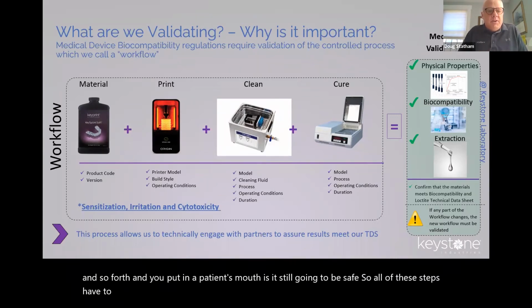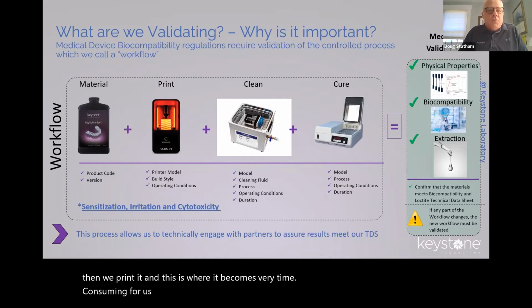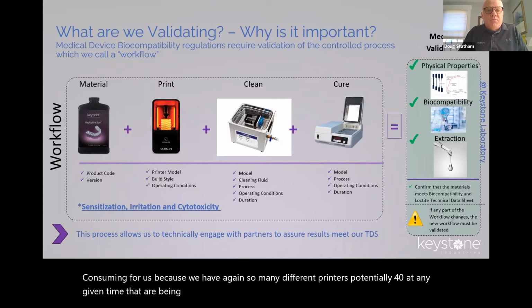So the material again is done, the cytotoxicity testing is done, and then we print it. And this is where it becomes very time consuming for us, because we have, again, so many different printers, potentially 40 at any given time, that are being tested for any materials. Each of those have different settings. So we actually have to go through and print each of our materials. Right now we have more than 10 different materials that have to be tested on that particular printer and optimize whatever settings need to be made.